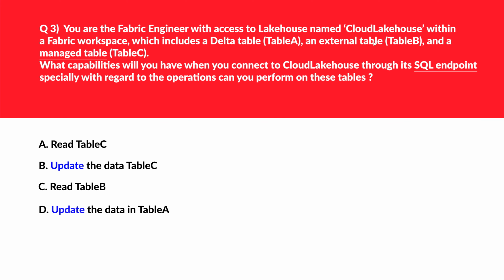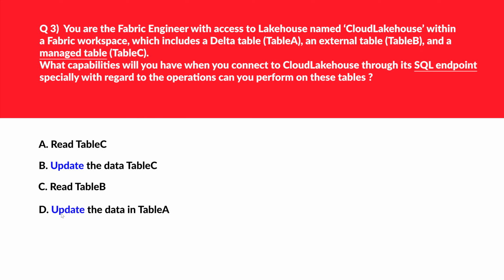We have a Lakehouse which contains three tables. One is table A, delta table. Second is table B, external table. And third is table C, that is managed table. Now we want to connect to the Lakehouse using SQL endpoint. A few moments back, we went through the theory part of SQL endpoint as well in detail. Now let's check our knowledge by looking at these options.